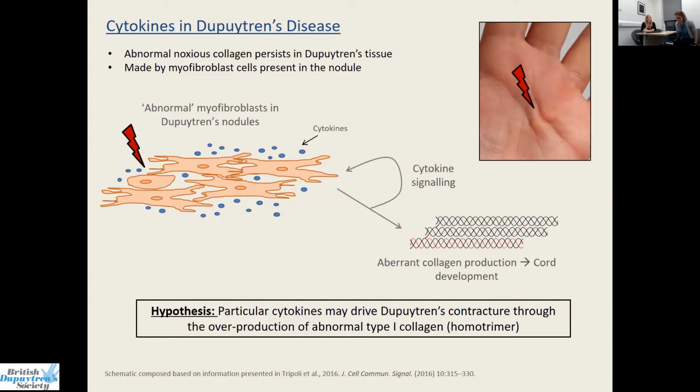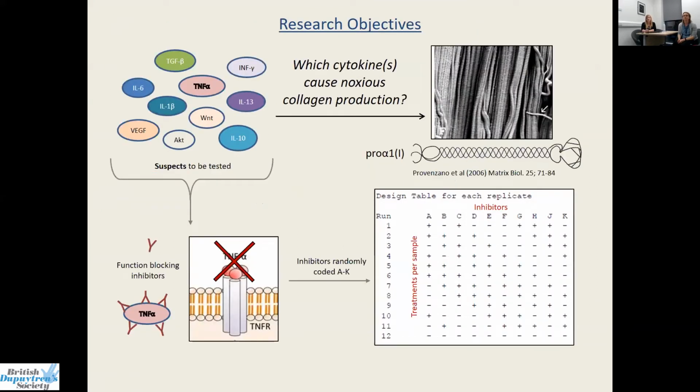We don't actually know exactly the mechanisms that underpin this in Dupuytren's disease, but the research out there at the minute suggests that cytokines associated with inflammation have a role in driving this abnormal collagen production within the tissue. This has led us to hypothesize that specific cytokines may drive Dupuytren's contracture through the overproduction of the abnormal type 1 collagen.